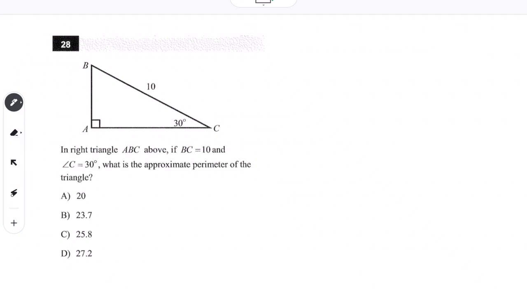In this right triangle, we know that BC is equal to 10 and angle C is equal to 30 degrees. What is the approximate perimeter of the triangle? Okay, this is a special right triangle.